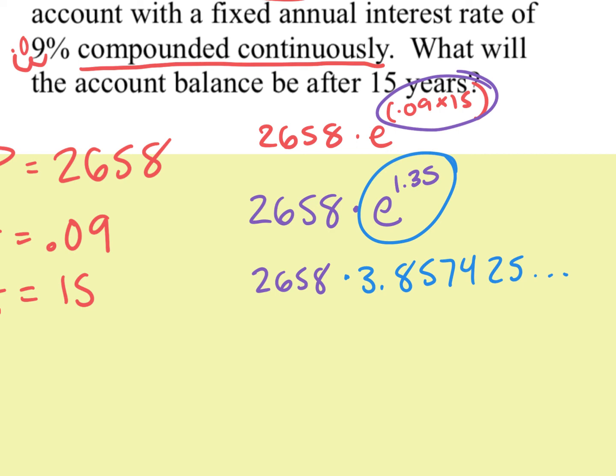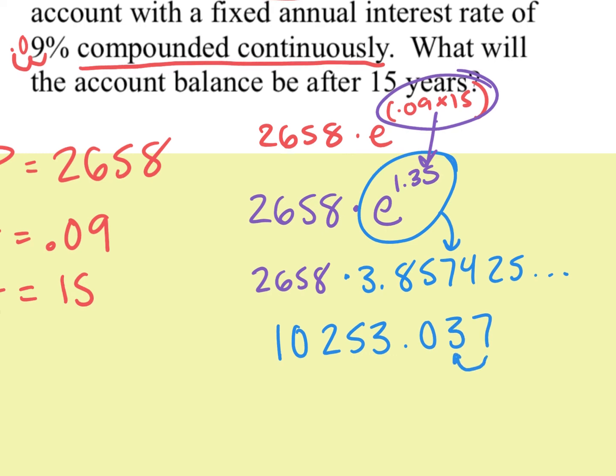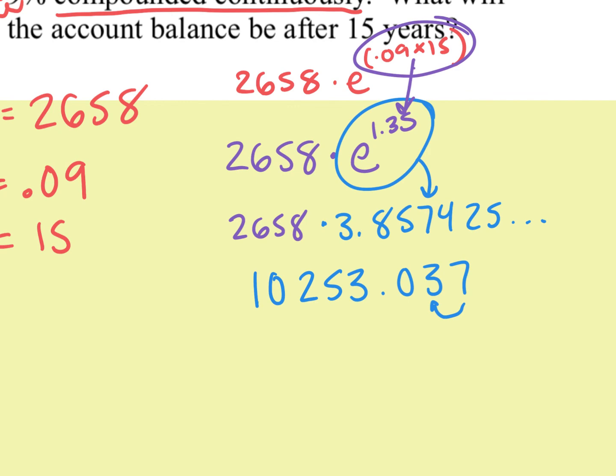Because I multiplied 0.09 times 15 and got 1.35. And then when I put e to the power of 1.35, I got 3.857. And then I multiply that by 2,658. And I get 10,253.037. But what does the 7 do? Do I round up or down? It rounds it up to 0.04.